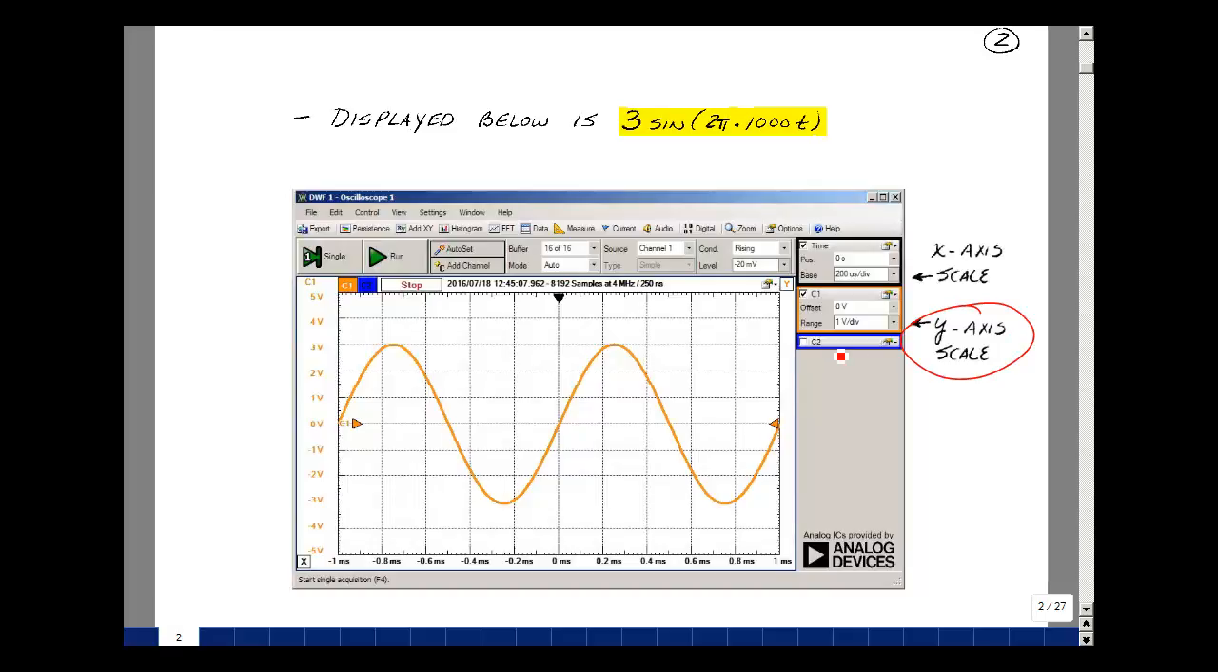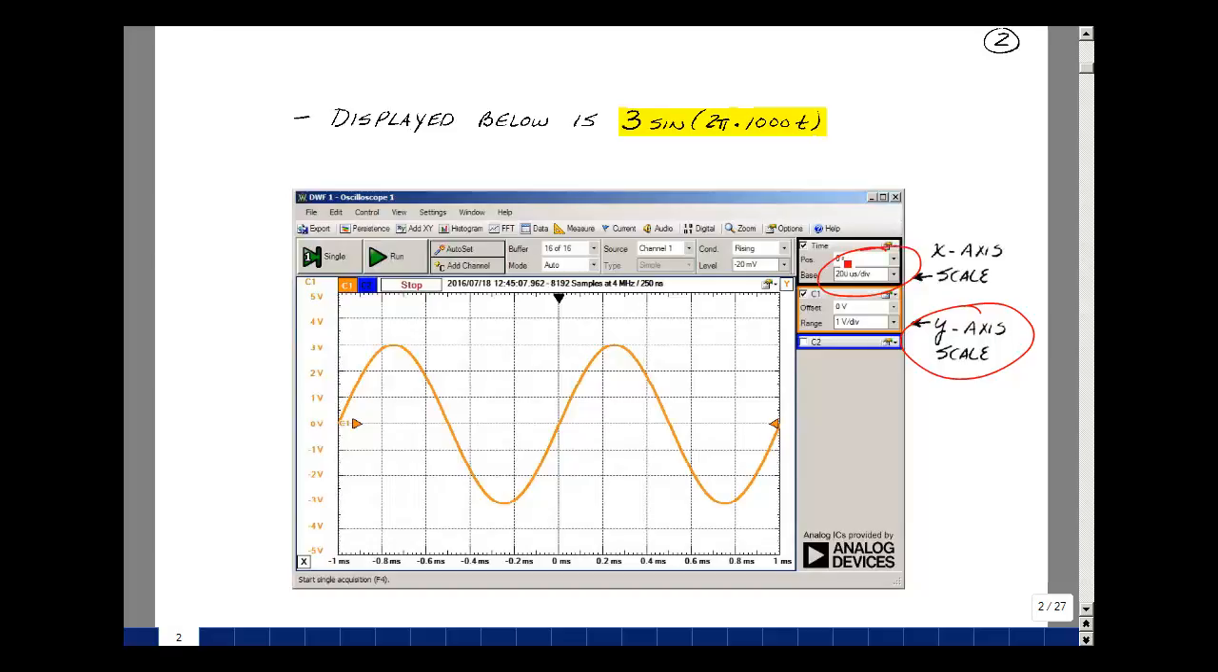Now these are the major divisions here. So there's 1 division, 2 divisions, 3 divisions. So 3 volts. Also have an x-axis, which is time, marked down here. It's actually labeled starting here. We're going to move that around in some of the experiments. But here's the x-axis scale.